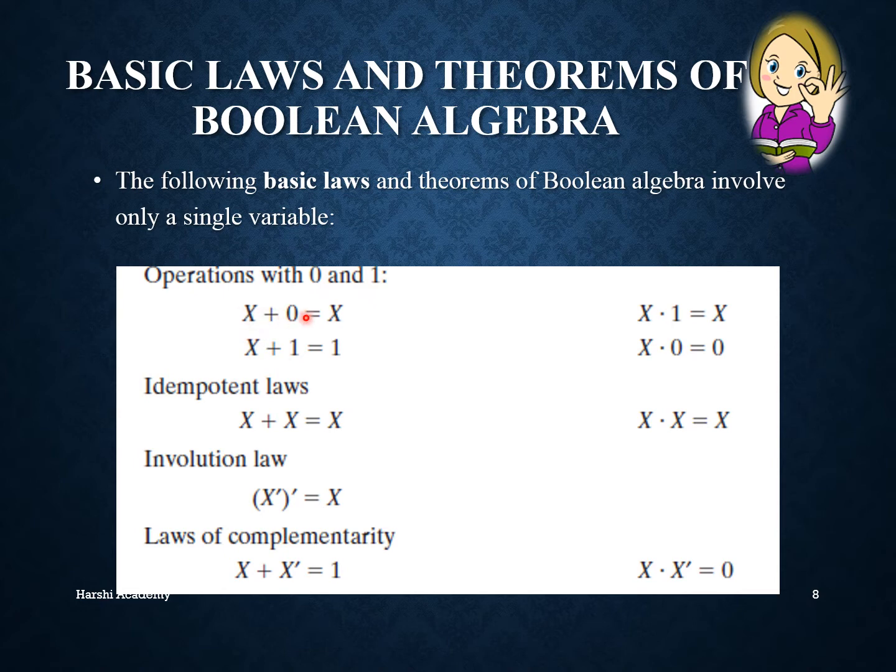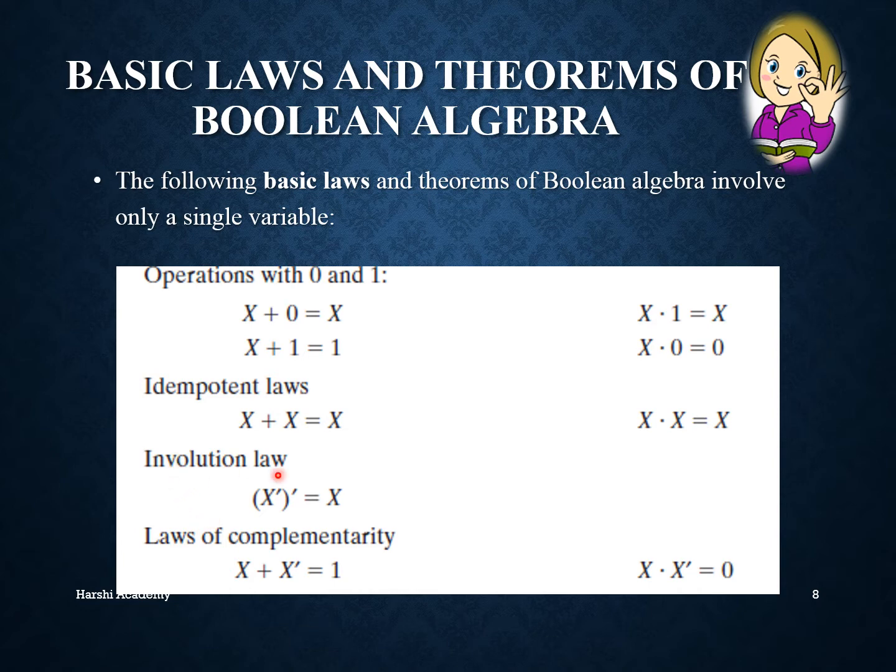X plus 0, then answer is x. It is not a problem. X can be 0 or x can be 1. When x is 1, 1 plus 0 is 1. When x is 0, 0 plus 0 is 0. Then these are the other two laws. X multiplied by x, the answer is x. This means 1 multiplied by 1, the answer is 1. Here 1 plus 1, the answer is 1.